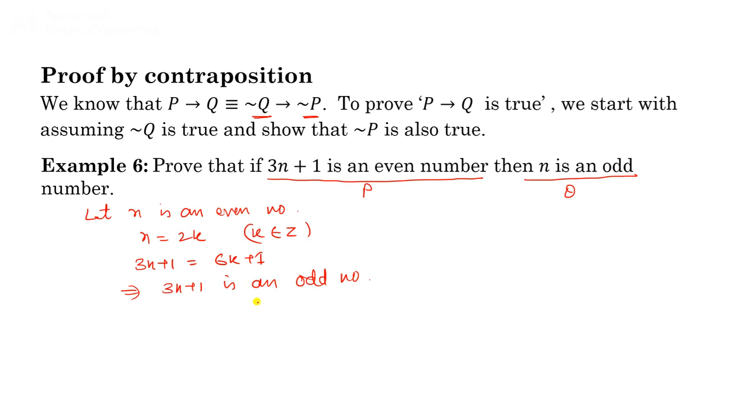Now look at this. This is basically negation of P. We started with negation of Q, and now we reached negation of P. It means negation of Q implies negation of P. We have shown this is true. It means this is equivalent. Since this is equivalent to P implies Q, you can write: if 3n plus 1 is an even number, then n is an odd number. So this method is known as proof by contraposition.